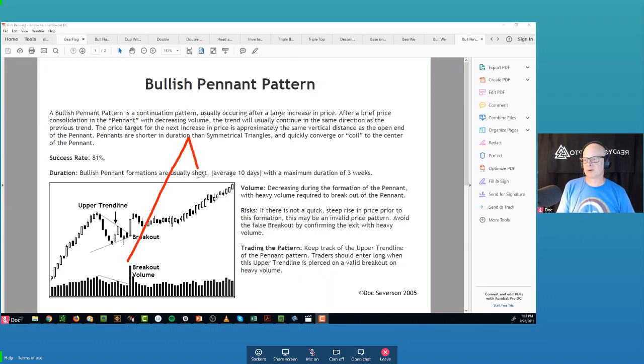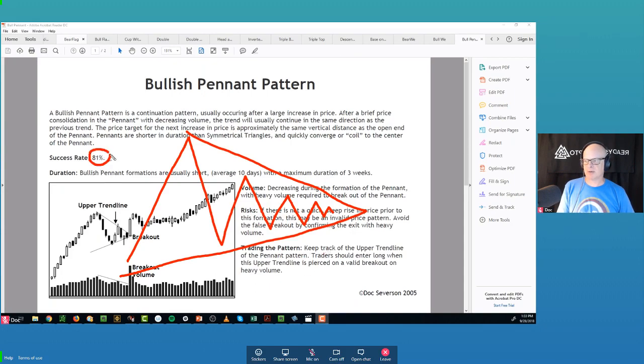So this is something where it just coils in and vectors into the apex. Like I said here, the success rate is 81%. Normally, the way that you think of these is that it will break out in the direction from whence it came.